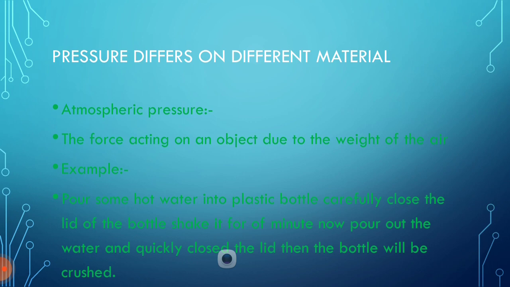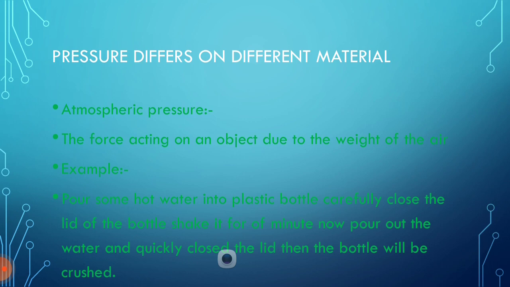Example: pour hot water into a plastic bottle carefully. Close the lid of the bottle. Shake it for a minute. Now pour out the water and quickly close the lid. Then the bottle will be crushed. Why? This is because of the variation of the atmospheric pressure.